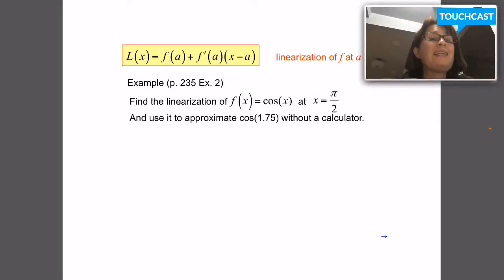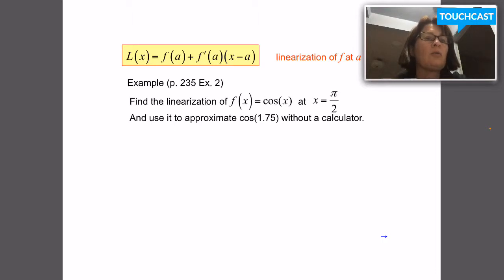So here, find the linearization of the function cosine of x at the place where x equals pi over 2. And I'm going to use it to find an approximate value for cosine of 1.75 without using my calculator. So here, I'm going to start with the point slope form for the equation of the tangent line, just because even if you forgot this formula, you could always go back to that.